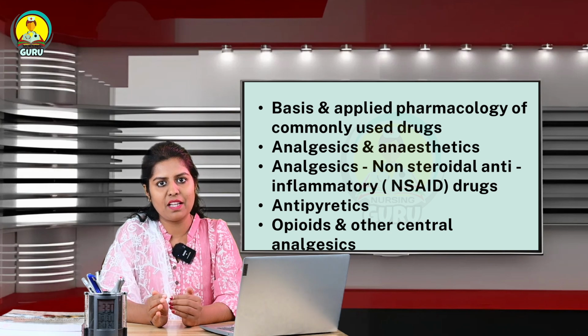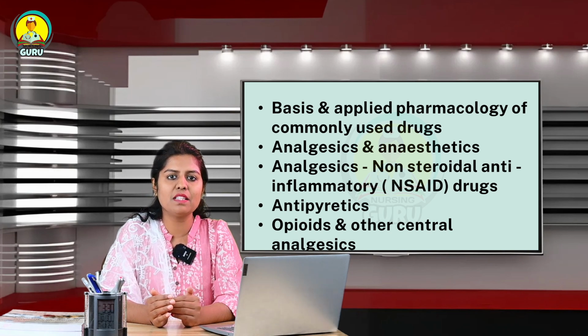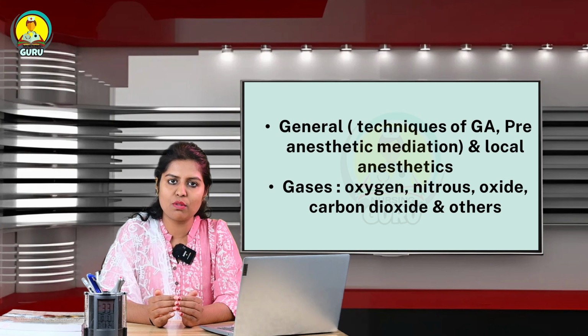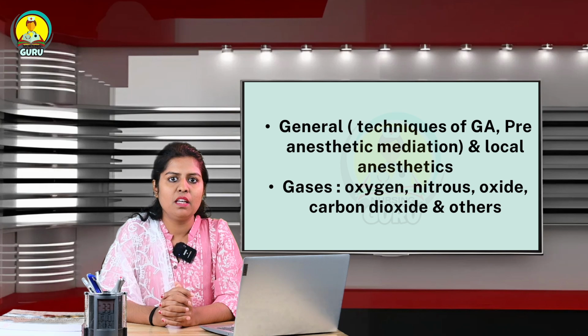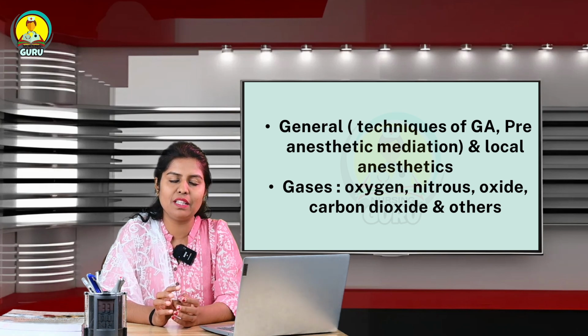Sometimes directly they will ask anesthetics, then sometimes they will ask classification of anesthetics. So here you need to explain about all the drugs. Sometimes they may ask for 2 marks also. For example, general anesthesia or local anesthesia, like this. Then next, non-steroidal anti-inflammatory drugs. This is also a very important question. This unit is very important because you may get 3 to 4 questions in this single unit. Antipyretics is a 2 marks question, then opioids and other central analgesics.